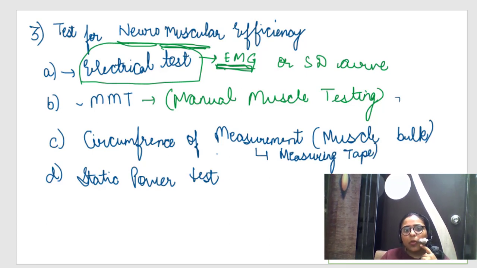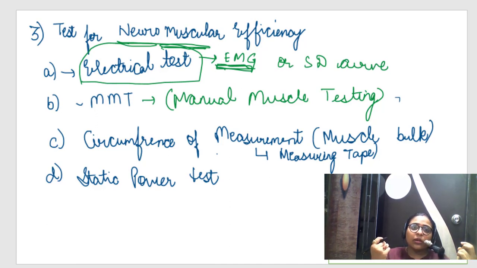You are given some points, right. There you can put the inch tape or the measuring tape, and then you can record the inches, and the normal values are also given. Accordingly you can compare it with the contralateral limb, then you will get to know whether the muscle is normal or not, means whether it is atrophied or hypertrophied, you can compare it with the normal limb, right. So this is the circumference of the measurement.